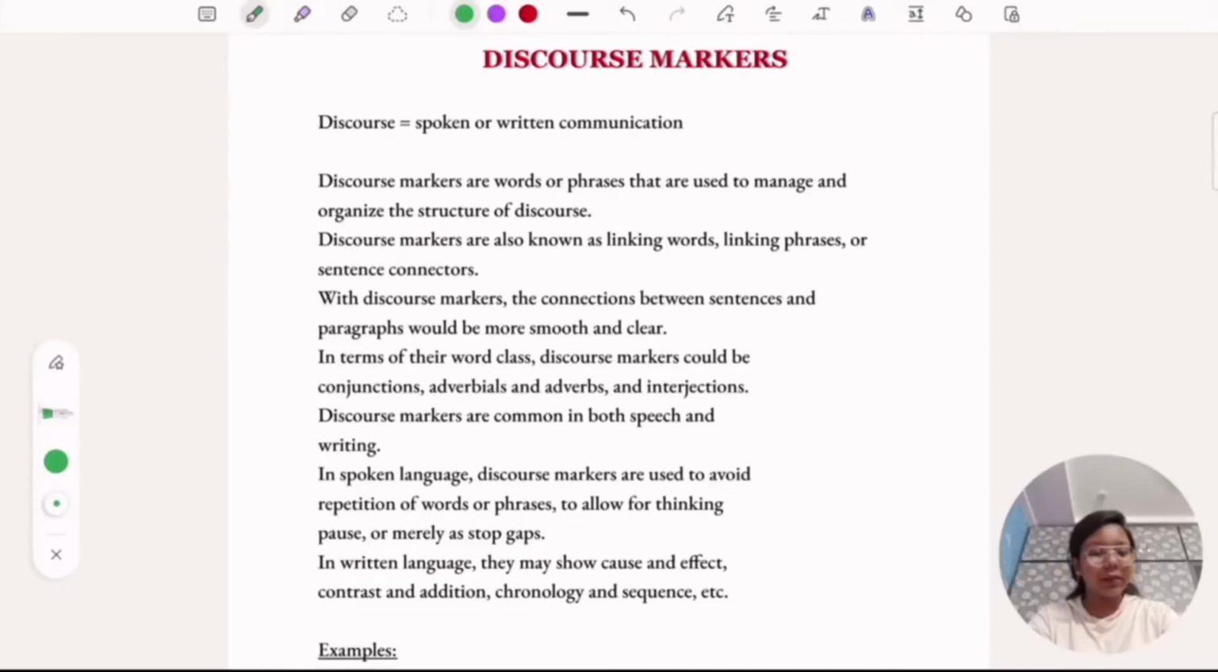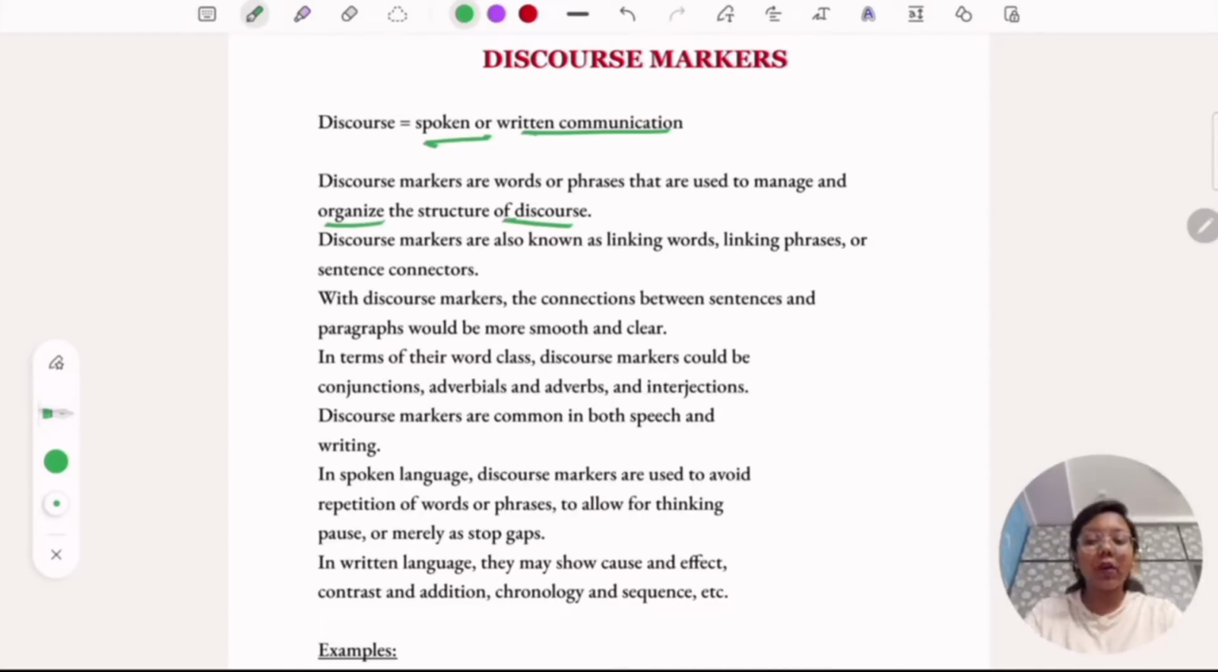Today we'll discuss discourse markers. So let's begin. What exactly is discourse? It's a spoken or written communication. And what are these used for? These are words or phrases that are used to manage and organize the structure of discourse.